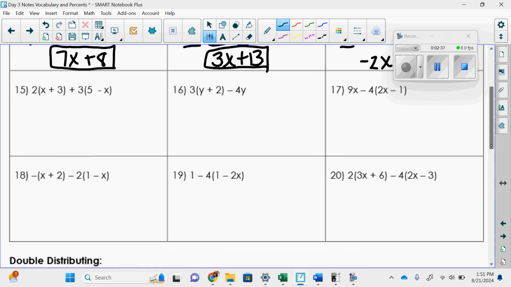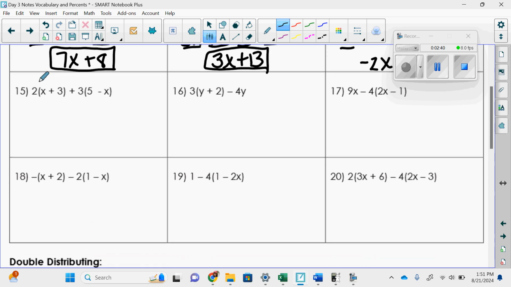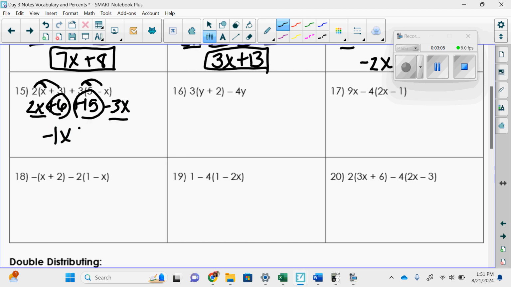15. Distribute in that 2. We get 2x plus 6, because 2 times x is 2x. 2 times 3 is 6. Now let's distribute in that 3. 3 times 5 is 15. 3 times negative x is negative 3x. And now combine our like terms. 2x plus negative 3x gives us negative 1x. 6 plus 15 gives us 21. So we end up getting negative 1x plus 21.